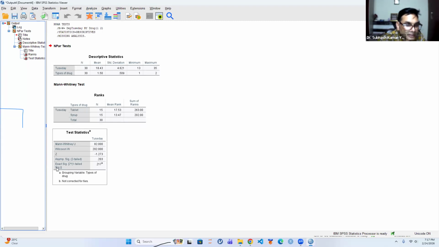So in the Mann-Whitney U test, you can see here the p-value is 0.2. It means there is a similar effect of tablet as well as syrup on the particular disease, because the p-value is very much higher than 0.05. So the null hypothesis is not rejected. That there is no effect. There is no difference between the effect of the two methods, that is tablet and syrup.